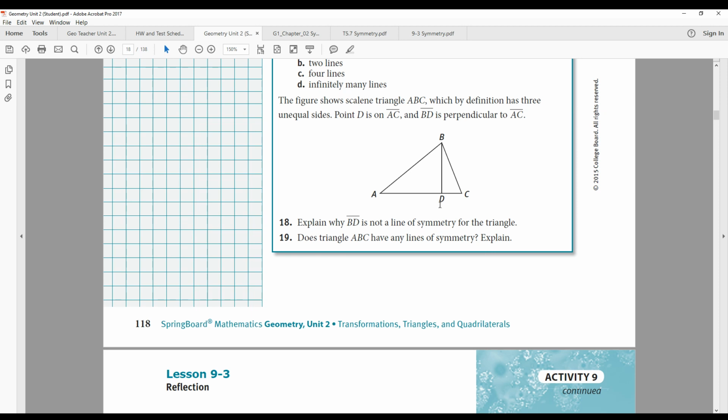I just want to make sure D is on AC, BD is perpendicular. That just makes it right to AC. So no, it's not going to have any.